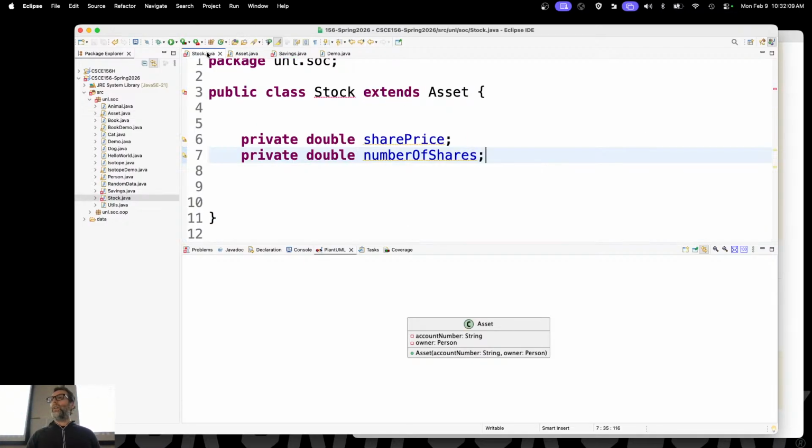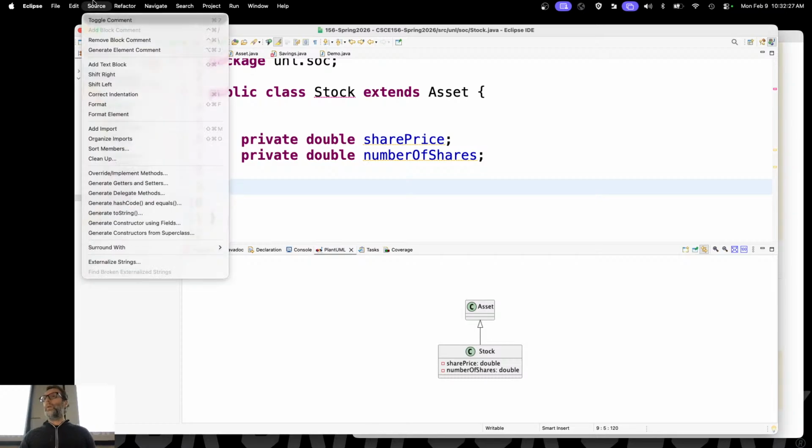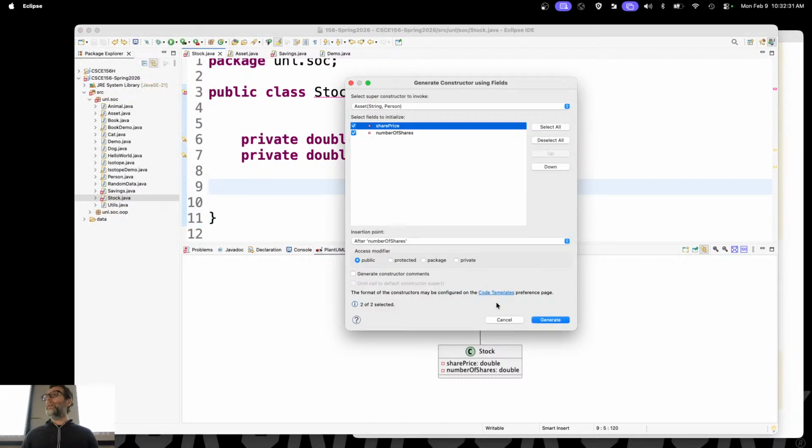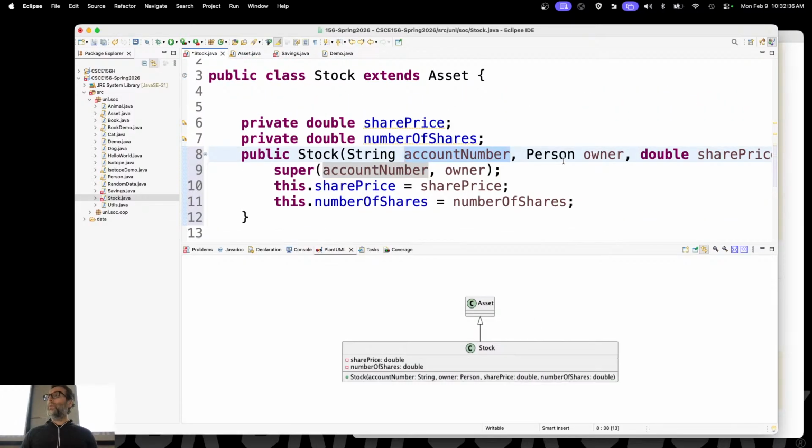Well, in the stock class, we have to specify those as well. We can't just have a stock. The stock has to actually be an asset. Remember, it's an is-a relationship. A dog is an animal. In this case, a stock is an asset. So who's its owner and what is its account number? So we can go over here to constructor using fields again. And in this case, it's going to take all four of them automatically, the account number and the owner.